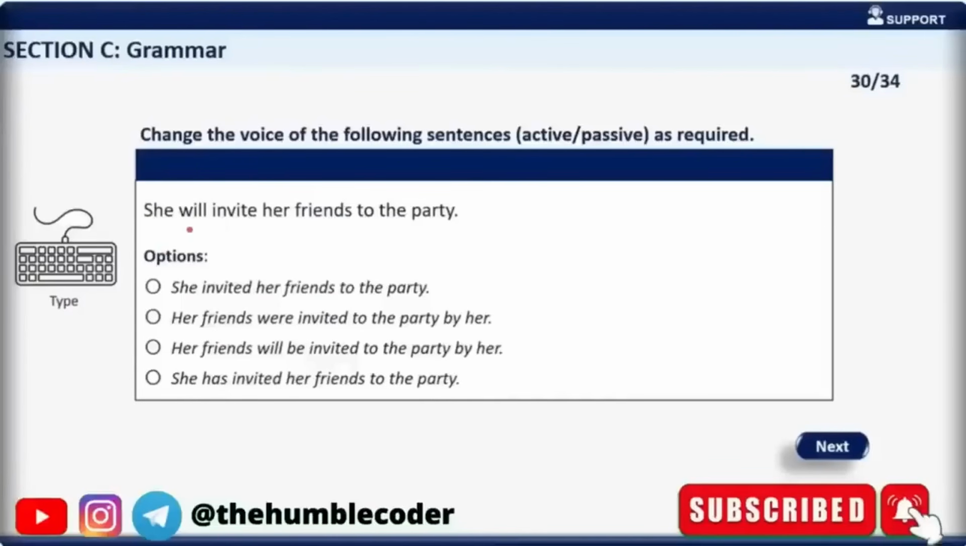She will invite her friends to the party. Okay, the options that we have are: she invited her friends to the party, her friends were invited to the party by her, friends will be invited to the party by her, and the fourth option is, she has invited her friends to the party. Now guys, before we look at the answer of this question, I want all of you to pause the video for a moment and think of the answer before directly jumping onto the solution. This will help you practice in a better way. Okay, now let's see the answer for this question. The answer is going to be, her friends will be invited to the party by her. Moving on to the next question now.